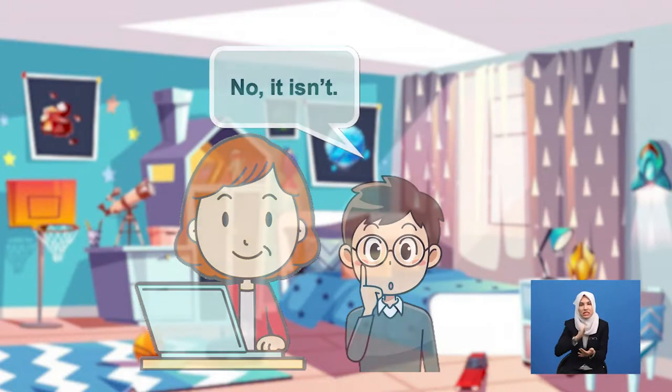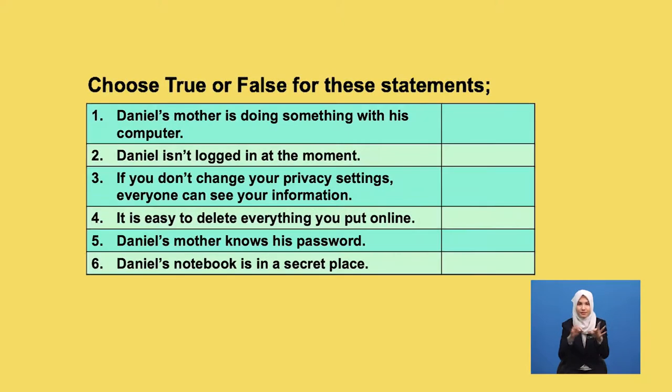No, it isn't. Well, did you manage to get all the answers for the statement? Let's check your understanding. One, Daniel's mother is doing something with his computer. True. Two, Daniel isn't logged in at the moment. False. Three, if you don't change your privacy settings, everyone can see your information. True. Four, it is easy to delete everything you put online. False. Five, Daniel's mother knows his password. True. Six, Daniel's notebook is in a secret place. False.